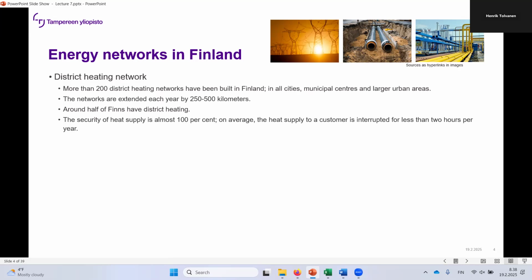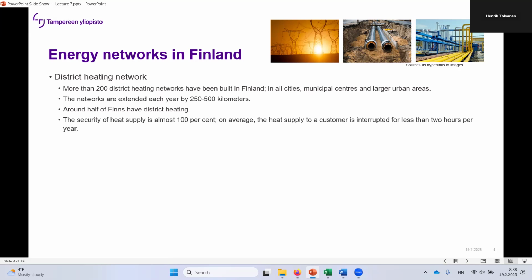District heating network. More than 200 district heating networks have been built in Finland. So cities, municipal centers, and larger urban centers, and they are extended each year by hundreds of kilometers. Around half of Finnish people have this district heating. And the security is, again, pretty much 100% because it has this high thermal inertia.